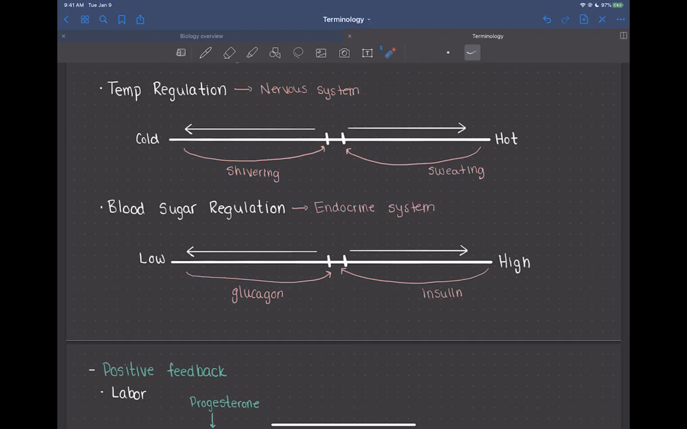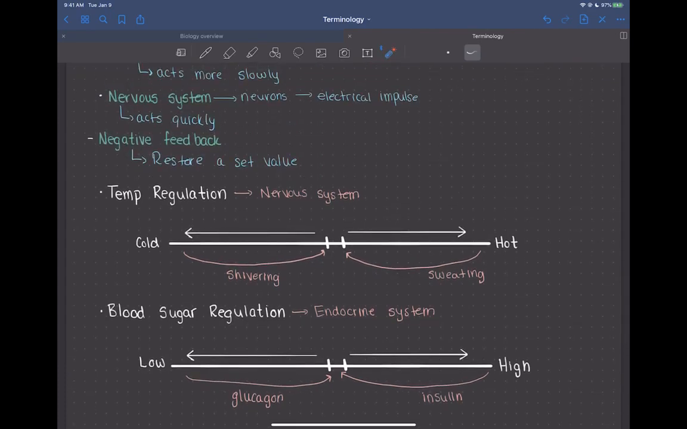Okay, so you should be familiar, I would be familiar for your exam with both of these examples and how they work in general. And so that's negative feedback. Negative feedback is always going to restore homeostasis, okay? So negative feedback will restore a set value or homeostasis, right? It brings you back to this normal range for whatever it is we're talking about.